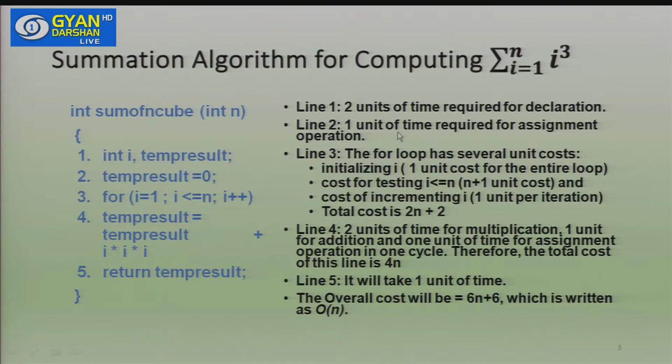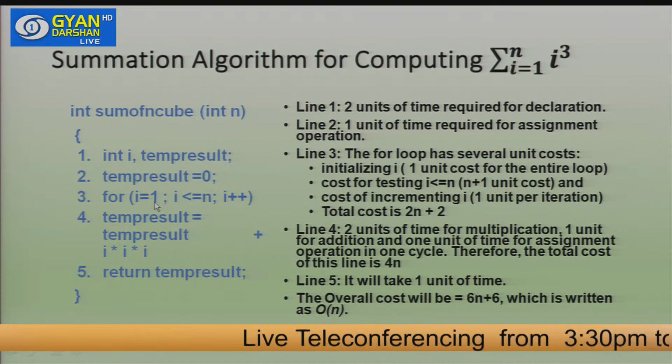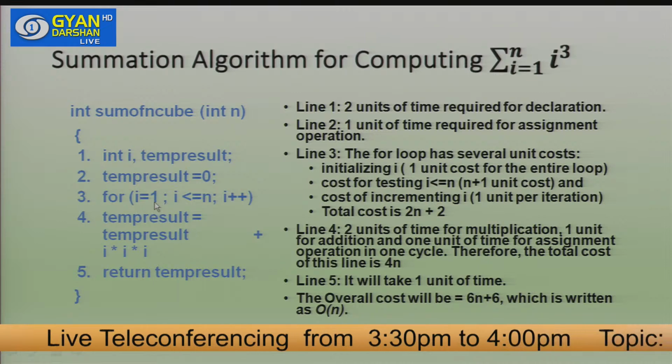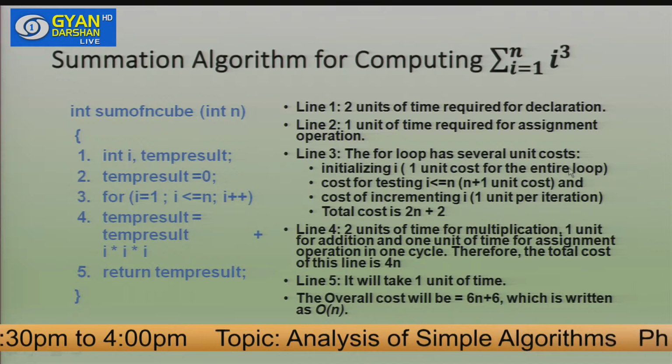If we see line 1, just 2 units of time are required, and those are for declaration, which is very, very low time in any case. Line number 2 is a simple assignment statement, so 1 unit of time for assignment. Thereafter, at line 3, the for loop has several unit costs. First, initialization: we are putting I equals 1, so 1 unit cost for initialization. Remember, initialization takes place only once, for the entire loop.